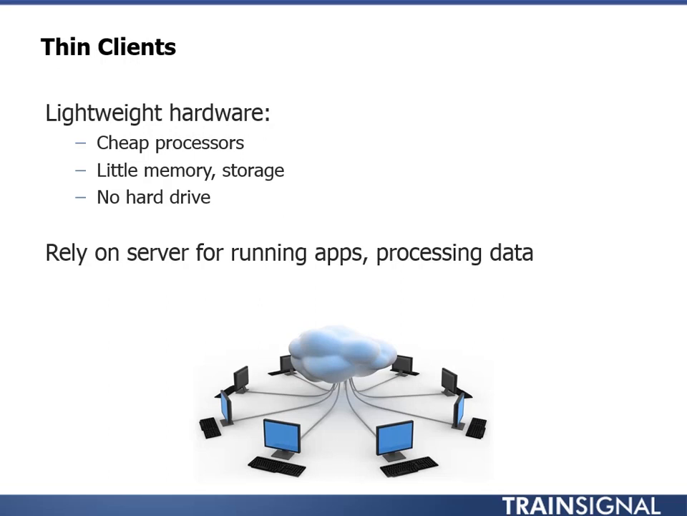Other types of thin clients might have a little more hardware. There might be a little PC-like box there with maybe 500 megs of RAM and a really tiny, inexpensive mobile processor, or maybe even a few megabytes of local storage. But the trait that ties all thin clients together is that they rely on a server to run their apps and process their data because they just don't have the local processing capabilities.